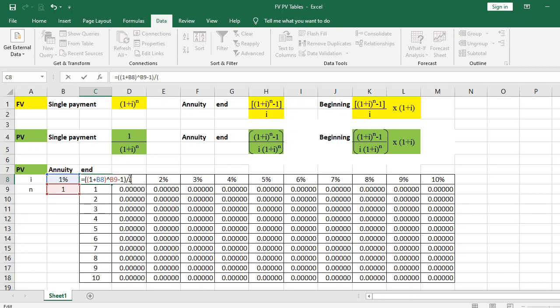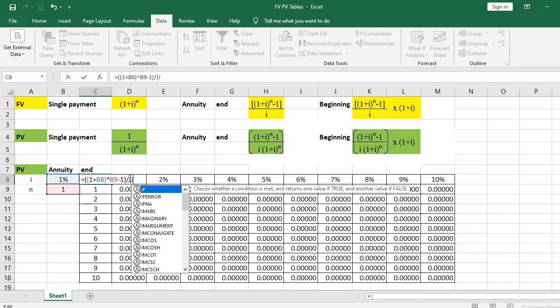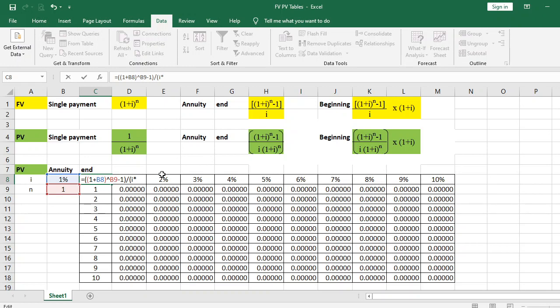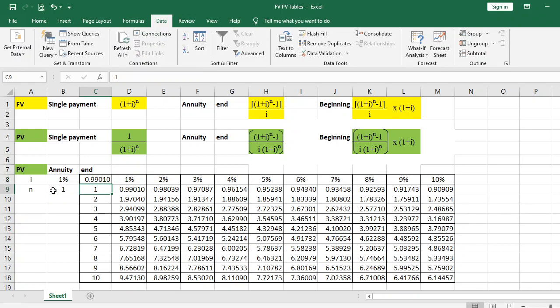I multiplied by 1 plus I. Yeah, I we should take this. I multiplied by 1 plus I whole to the power n. N is this. Close parenthesis. Enter. Now we have got the present value annuity table when the annuity is made at the end of the year.